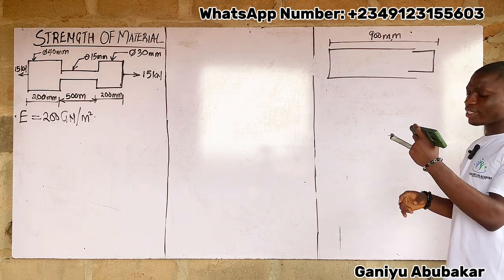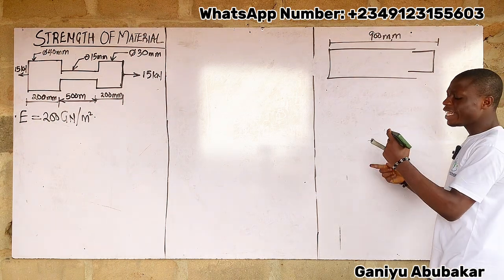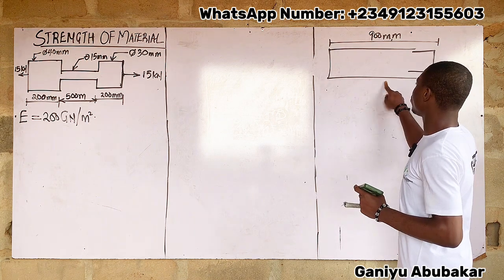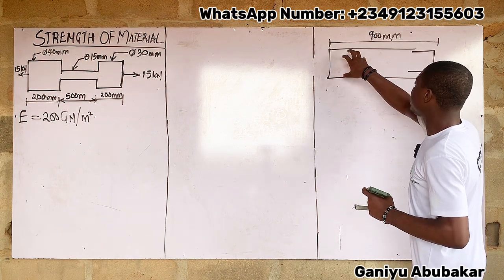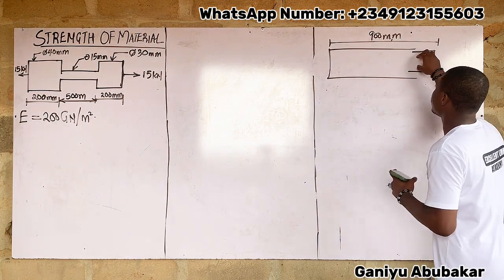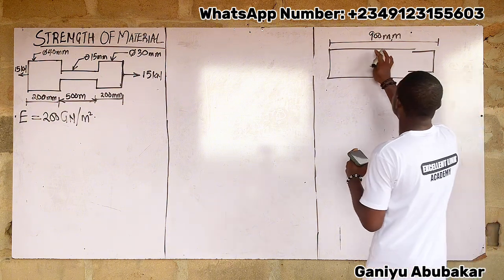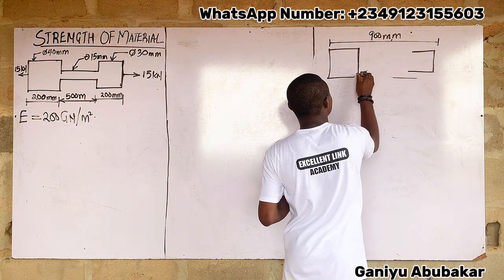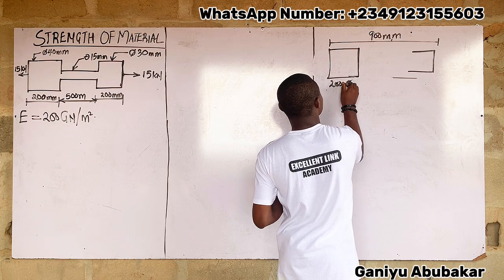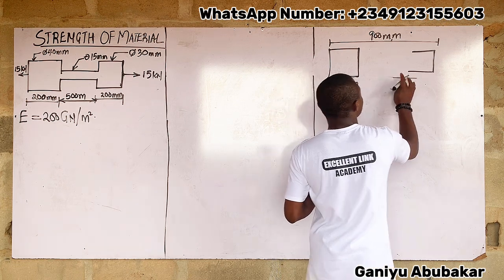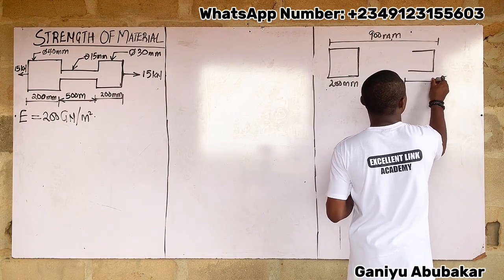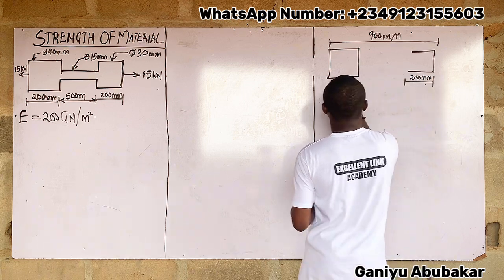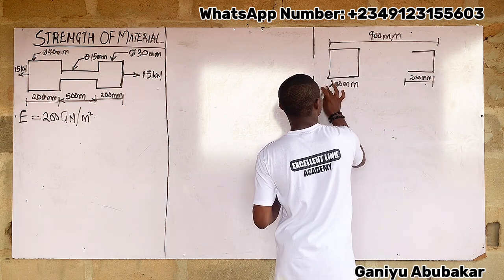And the question says that the length of each end is 200 millimeter long. So the length for this one, this 40 millimeter, is 200. This one too is what? 200. So what do they mean in that case? Observe that they said from here to here is 200 millimeter long. We said back here too, from here to here is what? Still 200 millimeter long, right? So I have this here.